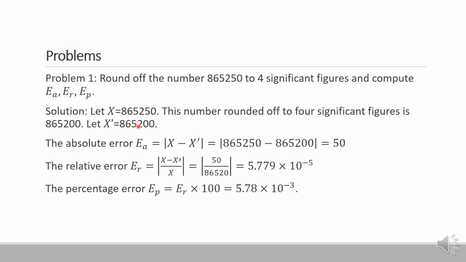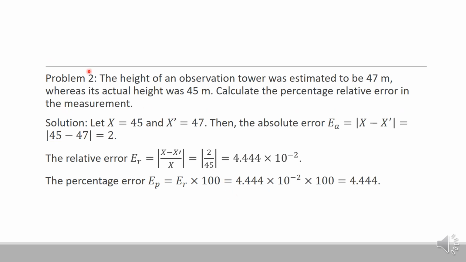So by definition, absolute error will be the difference of these two, that is equal to 50. Relative error will be absolute error divided by the true value, which is equal to 5.779 into 10 power minus 5, and percentage error will be 100 into relative error. So after rounding off you will get 5.78 into 10 power minus 3. Let us see the next problem.